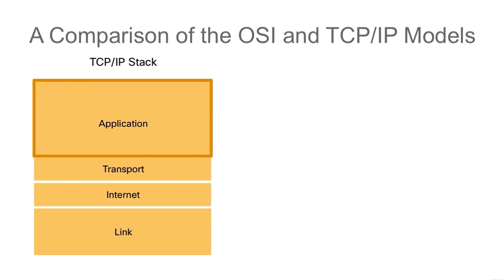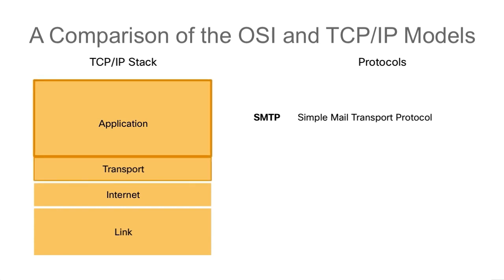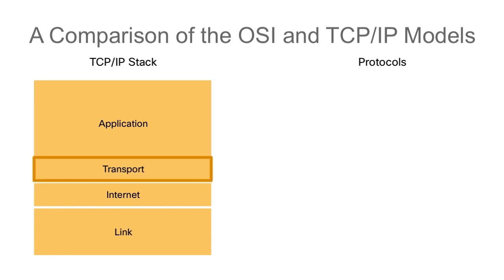Now, there are certain application protocols that fall into that top layer of the TCP/IP stack. Applications that are used for email, for example, SMTP, the Simple Mail Transport Protocol. And then we have protocols that fall into the transport layer. An example of that would be TCP or UDP. TCP is the Transmission Control Protocol. It's used for reliable connectivity. UDP, on the other hand, is the User Datagram Protocol. It doesn't provide any reliable services.